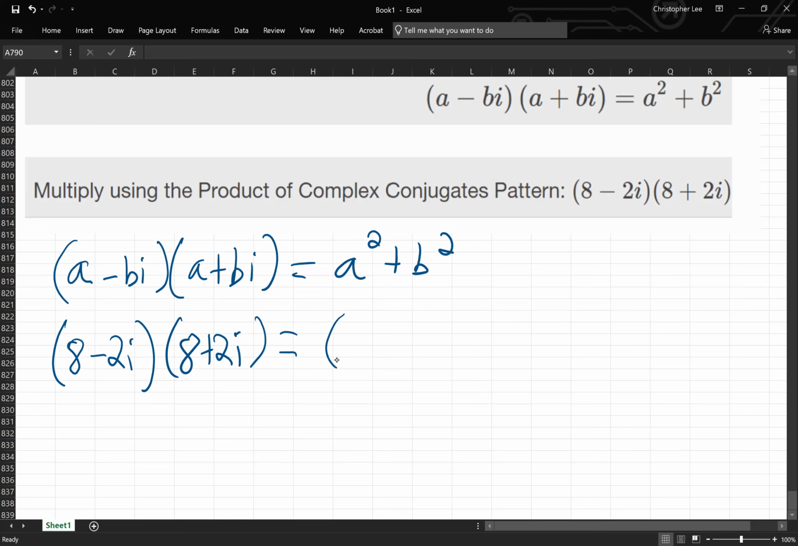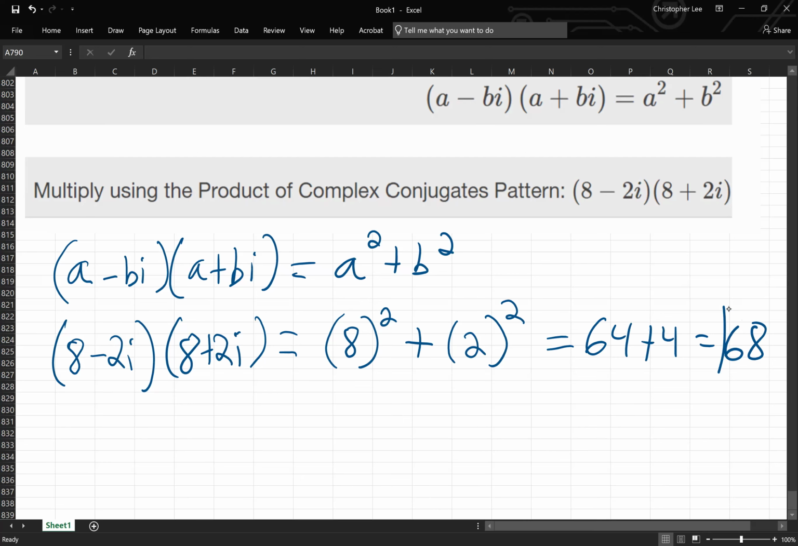This will be equal to what? The a is 8 squared plus the b is what? 2. Yeah, that's it. Plus 2 squared, right? So this becomes what? 64 plus 4. Call that answer 68. And that's it. Just have to think about it for a sec. Any questions on this?